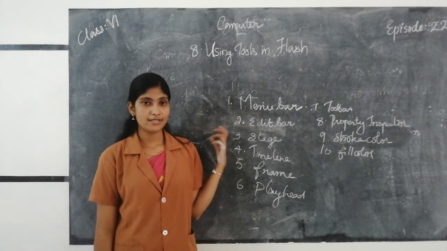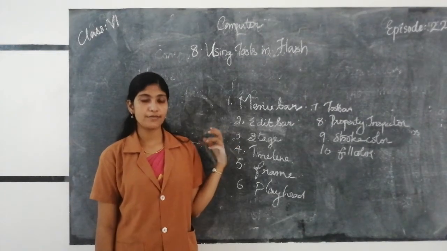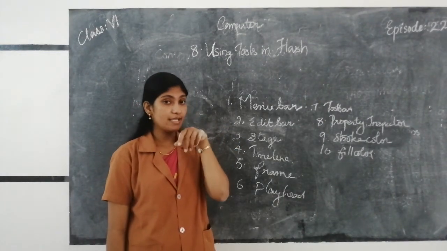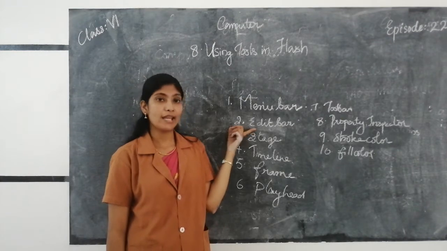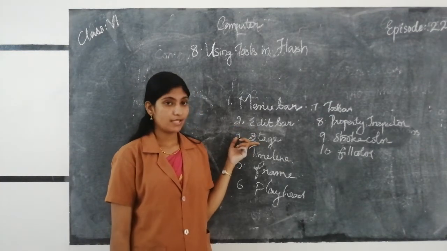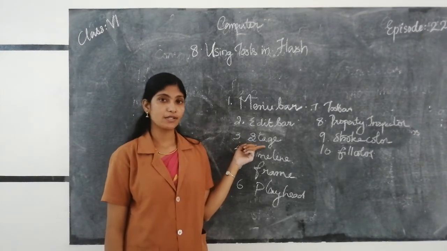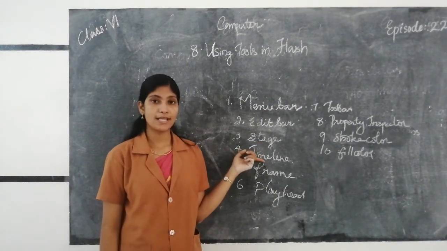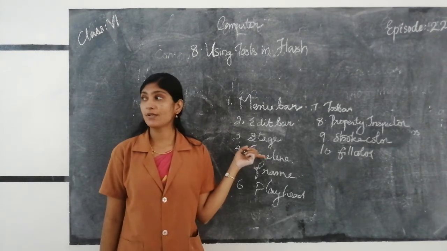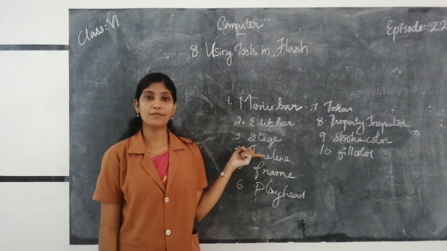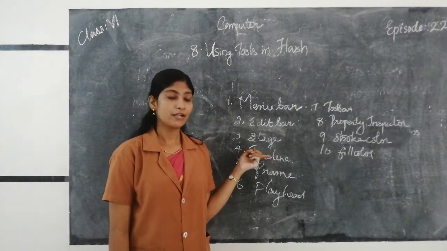After you create the content or the scene, if you want to edit the scenes or animations, you can edit in the edit bar. Then the third one is the stage. Stage is simply the working space for creating your content. And the fourth one is the timeline. Timeline means the combination of different frames in a grid form.